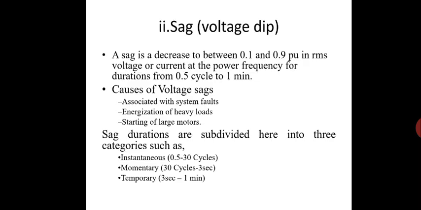Next one, it is associated with the energization of heavy loads, and it is also with the starting of large motors. Sag, you can see these are all the three causes. That is, if any small system faults occur, then also a voltage sag will come in. And next one, the energization of heavy loads, means small loads in your sudden operation of your induction motor in your home. It may also cause the voltage sag. And next one, starting of large motors in the industries may also cause a small dip in voltage.